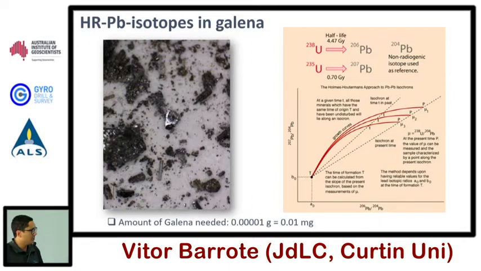I'm going to describe the technique a little bit so that you understand how much time and effort is involved in constraining that. The amount of galena that we need is very, very small. That's because galena is formed mainly by lead, and we need to measure very small amounts of that to get good results. So basically, with a little scalpel, we cut out a little piece of galena, and the amount of galena we need to measure is 0.01 milligrams.